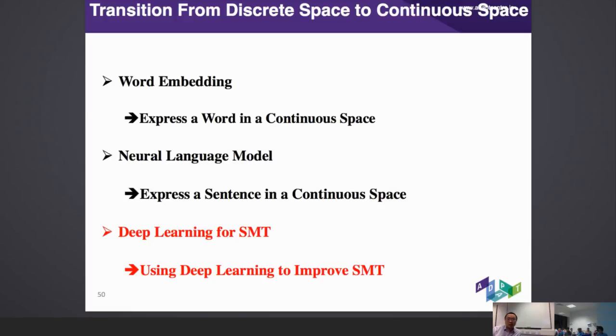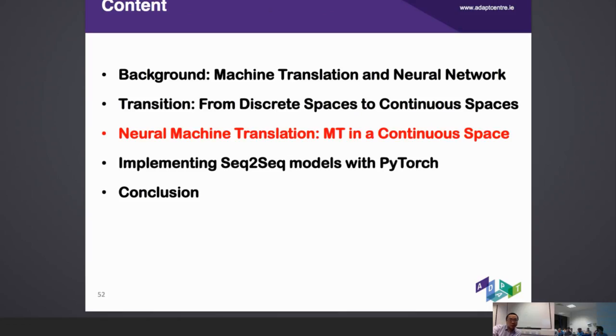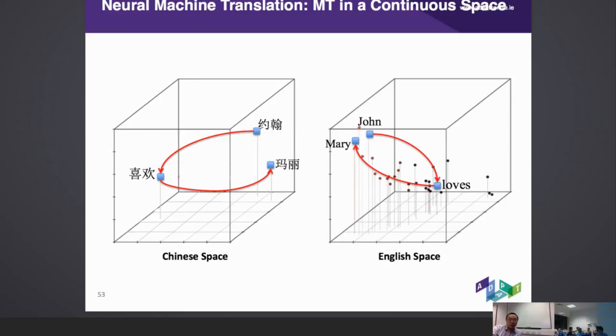So we almost have the idea of neural machine translation. Neural machine translation tries to implement machine translation in a continuous space. That means we can understand a source sentence as a path in the continuous space of the source language. Given this path in the source space, we try to generate a sentence on the target side. That means we try to find another path in the target space.